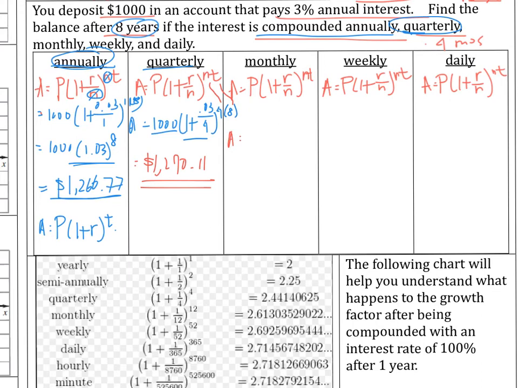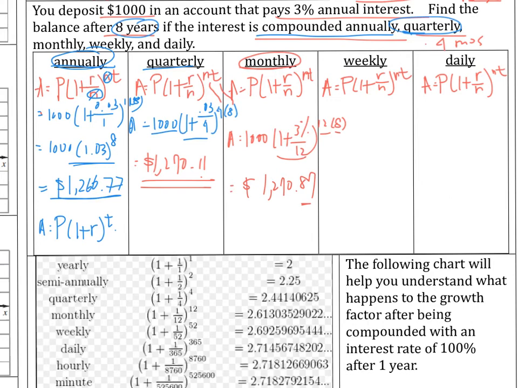And you would do the same thing for the next one. So the balance equal to $1,000, 1 plus, and it's going to be monthly this time, so 3% divided by 12, and we're going to take the growth factor and put it to the power of 12 times 8. And the amount earned after 8 years compounded monthly would be $1,270.87. So you can see the increase of a couple of cents.